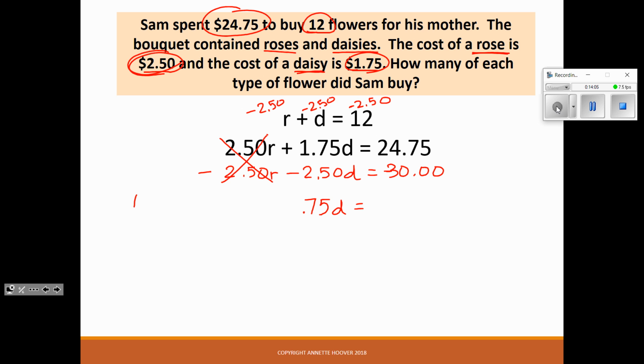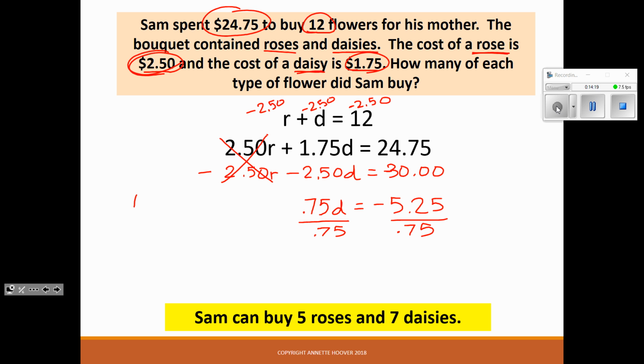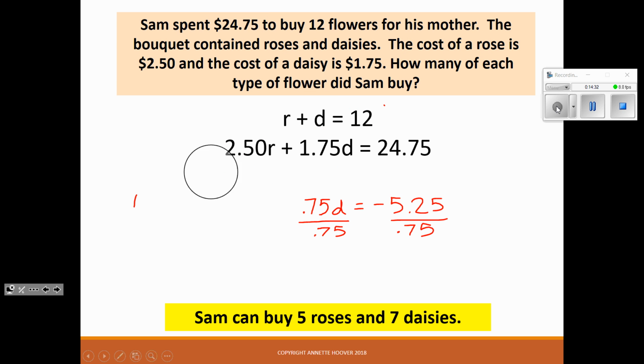I have a positive $24.75 and a negative $30, so I'm going to subtract them, and that would be negative $5.25. Now if I divide by 75 cents on both sides of the equation, I will find out that the number of daisies would be 7. And then when I plug 7 back into the first equation, we find out the number of roses is 5. So again, we created our opposite coefficients in order to solve systems of equations by elimination.